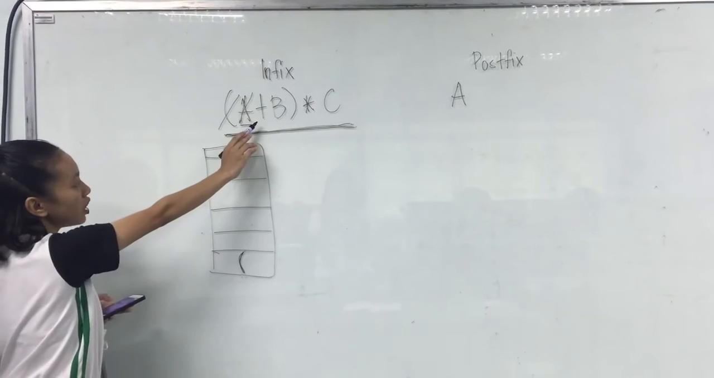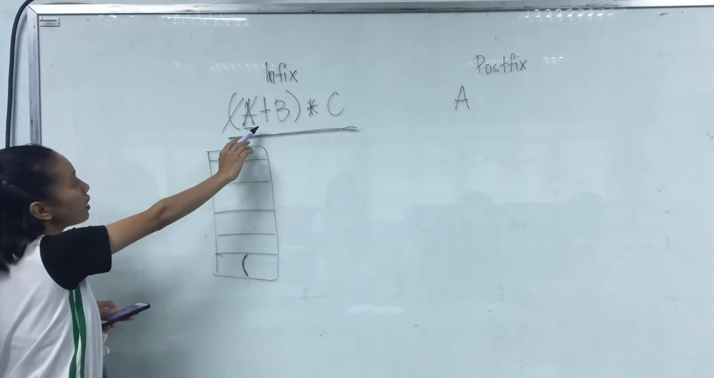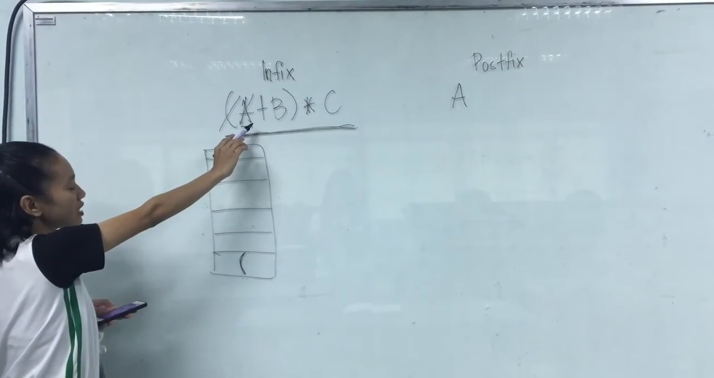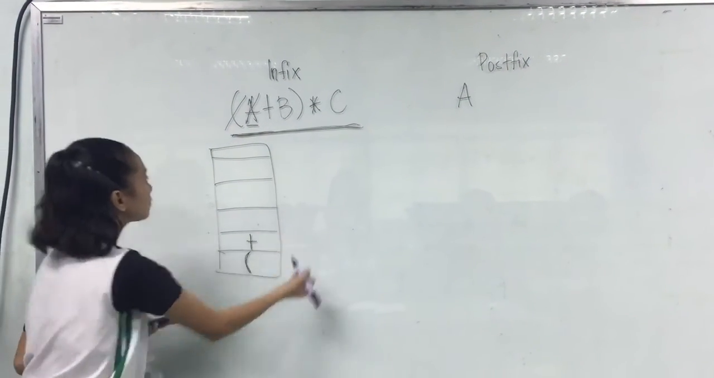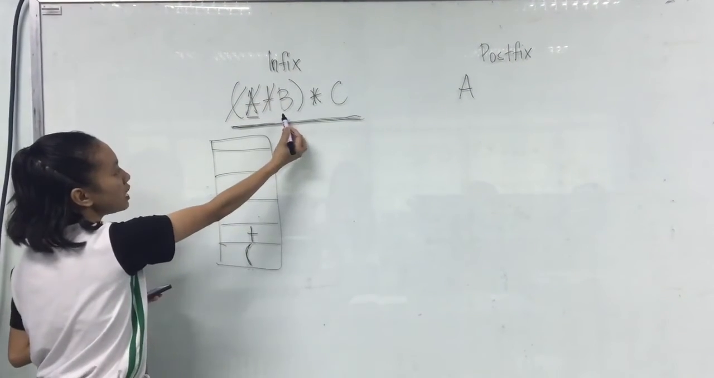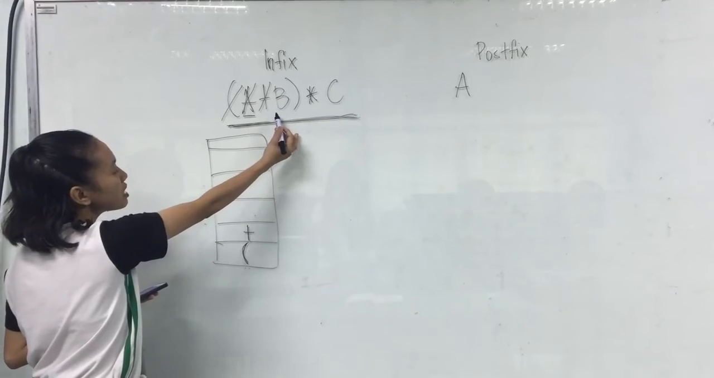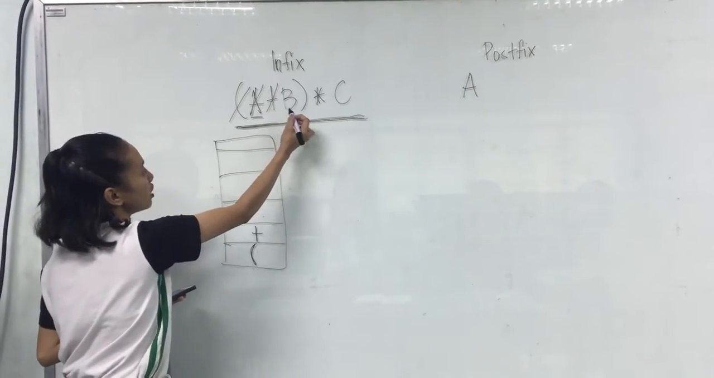Next is addition. It is an operator. We must write it on the stack. Next one is letter B. Letter B is an operand. We must write it on the postfix notation.